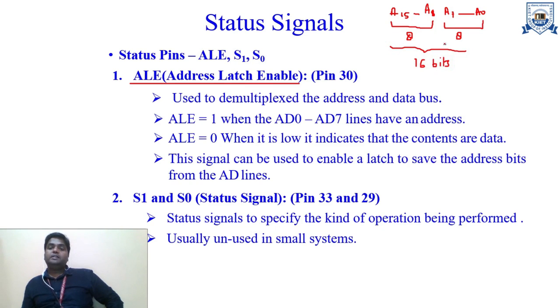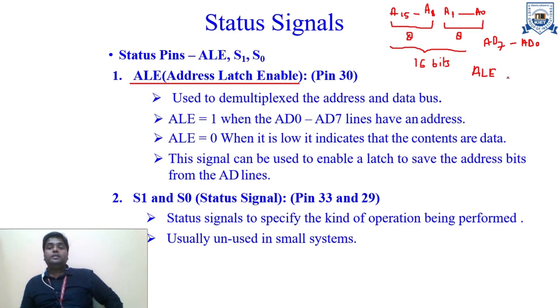Out of these 16 bits, the lower half 8 bits are multiplexed with the data bus also. That's why these 8 bits are represented as AD7 to AD0, because they contain the address information as well as the data information. So when it will contain the address information and when it will contain the data information, if we want to identify this discrimination, for that purpose we generally use this address latch enable pin.